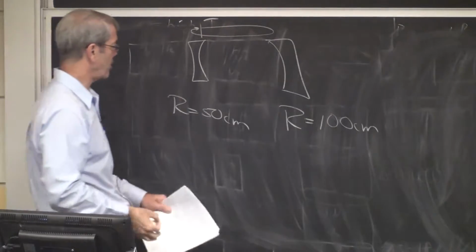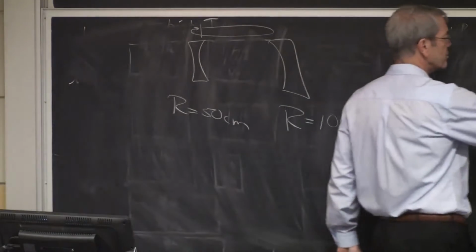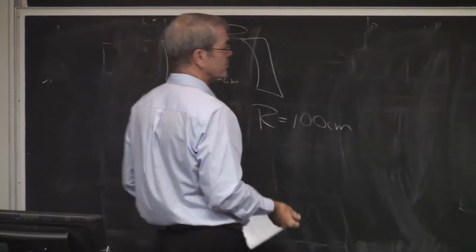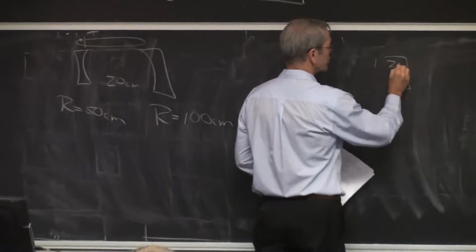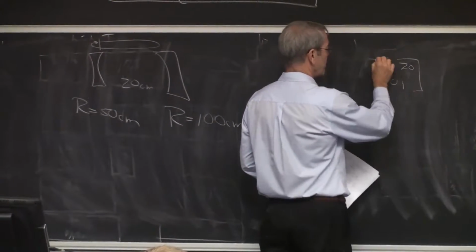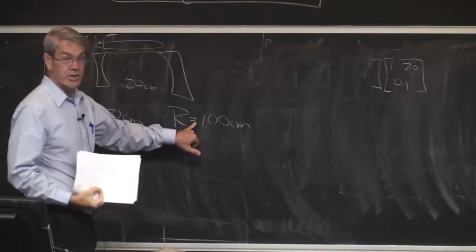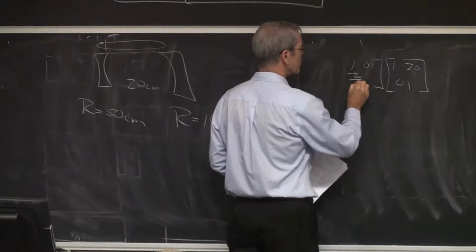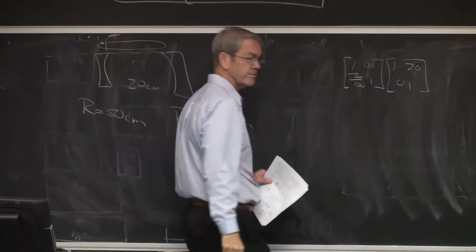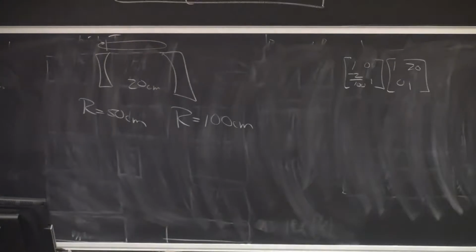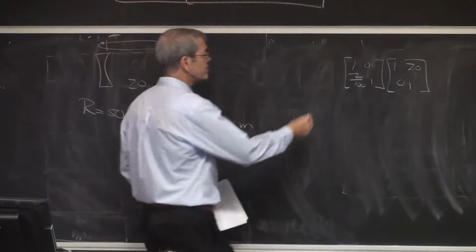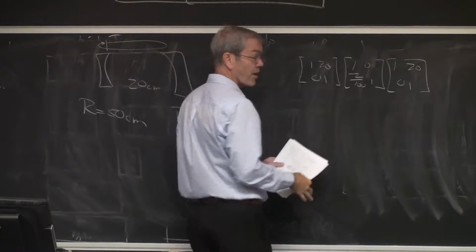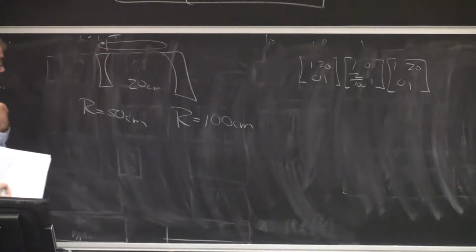So I'm going to propagate 20 centimeters. I made it 20 centimeters long. So the matrix is 1, 20, 0, 1. Then I'm going to hit a 100 centimeter mirror, and it's a curved mirror, so it's 1, 0, minus 2 over 100. That's the mirror, 1 over F or 2 over R. Then I'm going to go another 20 centimeters, and it's 20, not minus 20, because I'm riding with the beam. The beam is turned around, so I'm going with it.